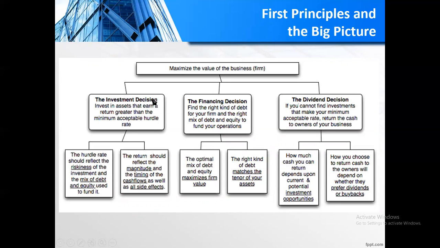Whether it's an investment decision, financing decision, or dividend decision, it's important that any activity should seek to maximize the value of the business, the shareholder value. We're not saying that satisfying customers is not important, but the main objective should be to maximize shareholder value. A company should invest in assets that earn a return greater than the acceptable hurdle rate. By way of explanation, the WACC or the hurdle rate should reflect the riskiness of the investment.